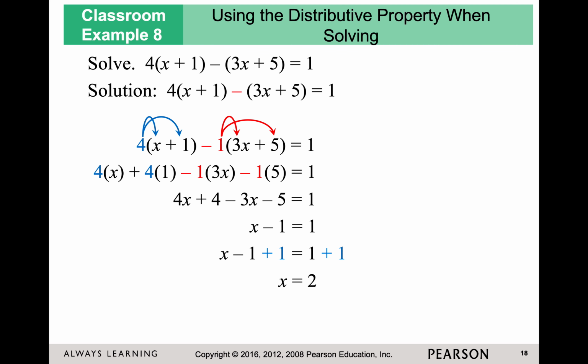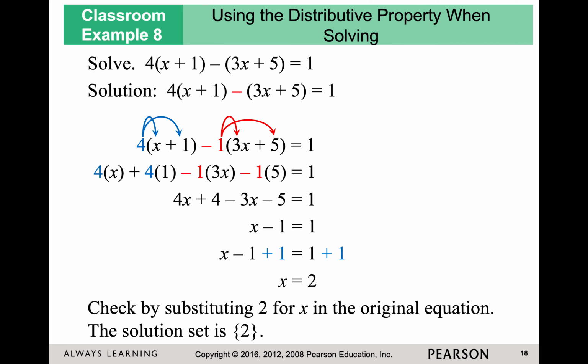2. So even though this had two distributive properties, it wasn't that bad of a question. And that's the end of our addition properties.